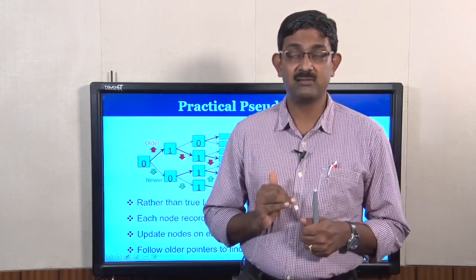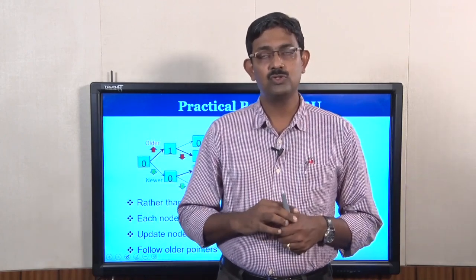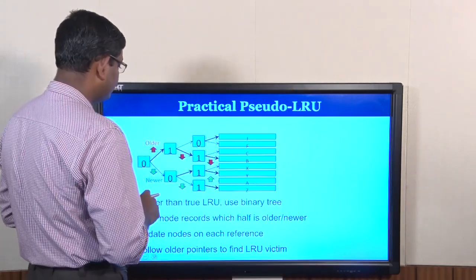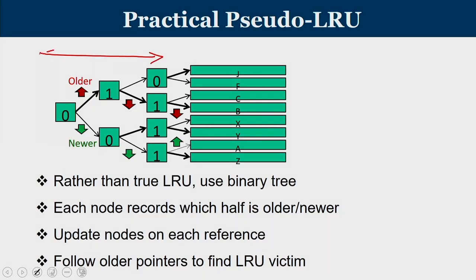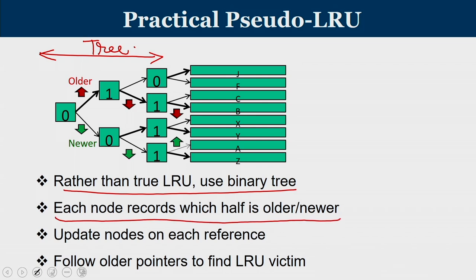Let me draw your attention to an illustrative example in understanding how pseudo LRU works. We are maintaining a tree, that is what we see here. There is a tree for every set. Now, rather than true LRU, we are using a binary tree. Let us say in this case it is an 8-way associative cache. So, this tree has 7 nodes: a root, 2 children, and then each of the children has 2 more children. Each of these nodes records either a 0 or a 1.